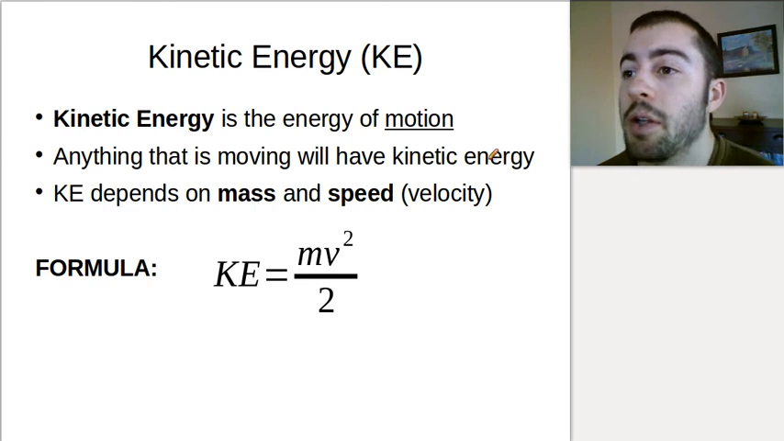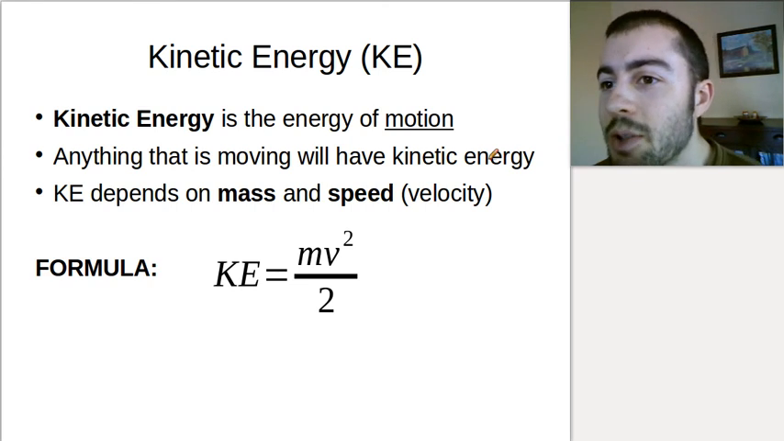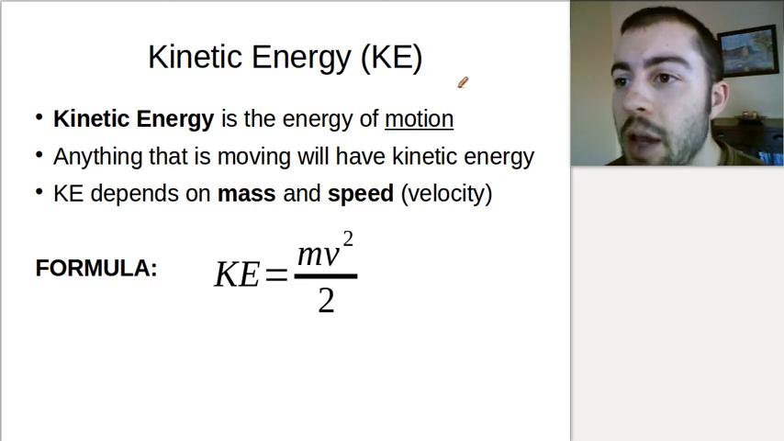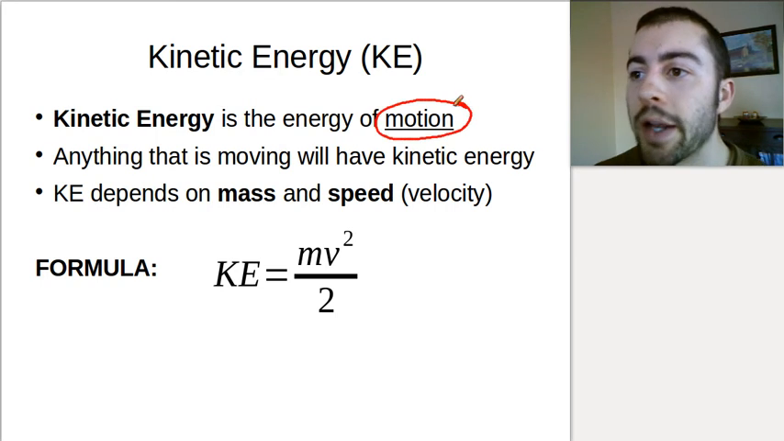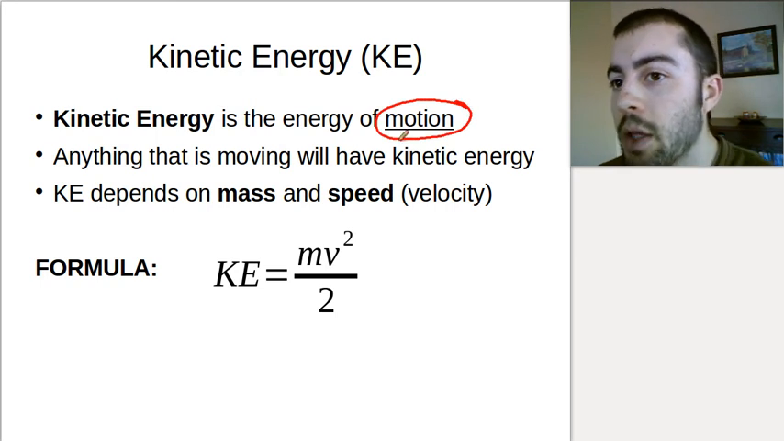Alright, in this video we're going to talk about kinetic energy. So what kinetic energy is, it's a specific type of energy that's associated with motion. So in order to have kinetic energy, something must be moving. So anything that is moving will have kinetic energy, and anything that's not moving will not have kinetic energy.